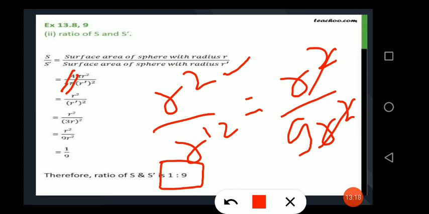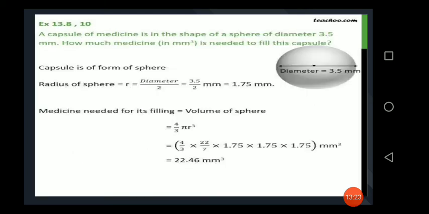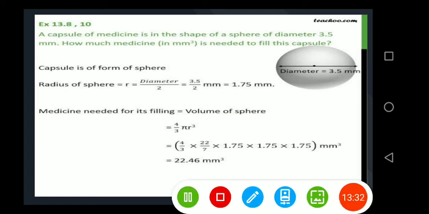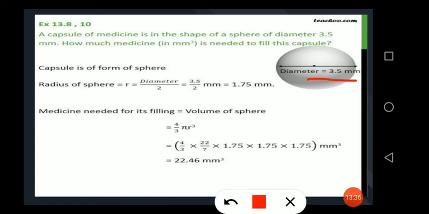Understood? Okay. Moving towards the next. A capsule of medicine is in the shape of a sphere of diameter 3.5 mm. Diameter is given 3.5 mm. How much medicine is needed to fill this capsule? Which means how much medicine we will keep inside the capsule.